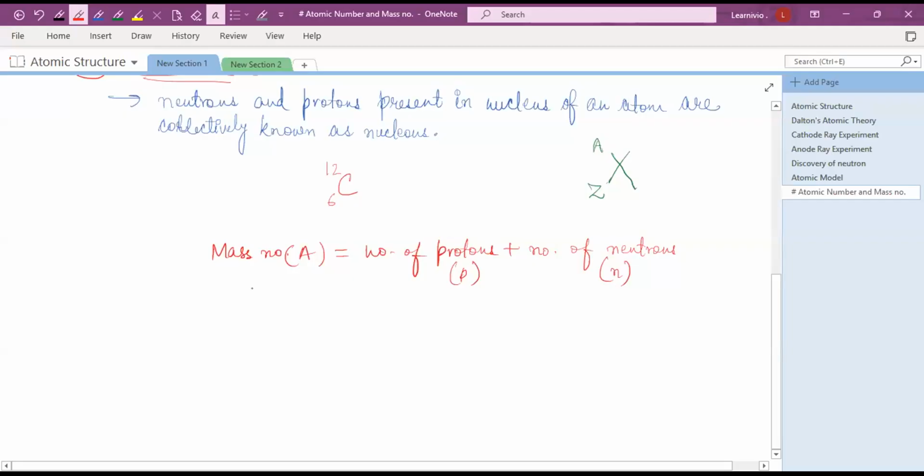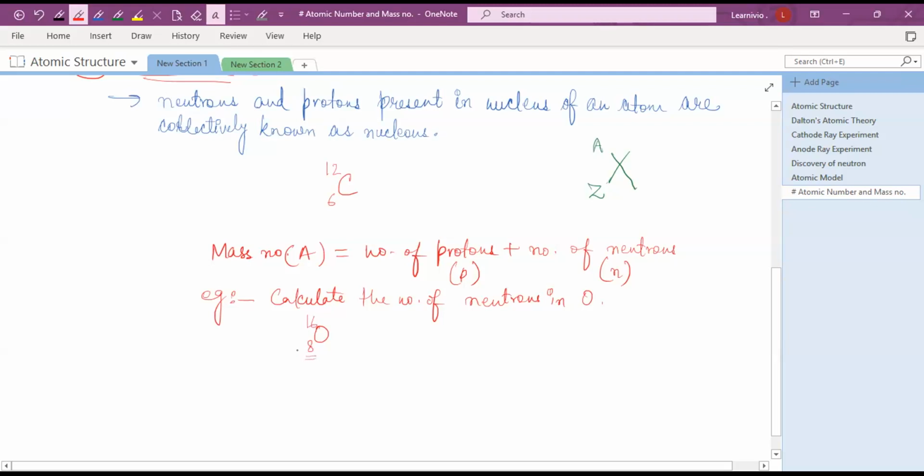For example, if I give you oxygen, calculate the number of neutrons in the oxygen atom, right? So how will you calculate? What is the atomic number of oxygen? Yes, 8, and the atomic mass is 16.